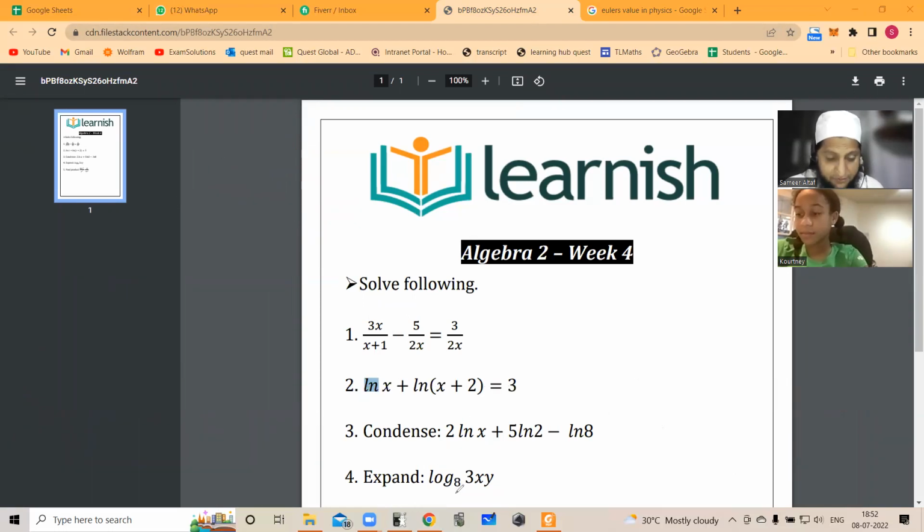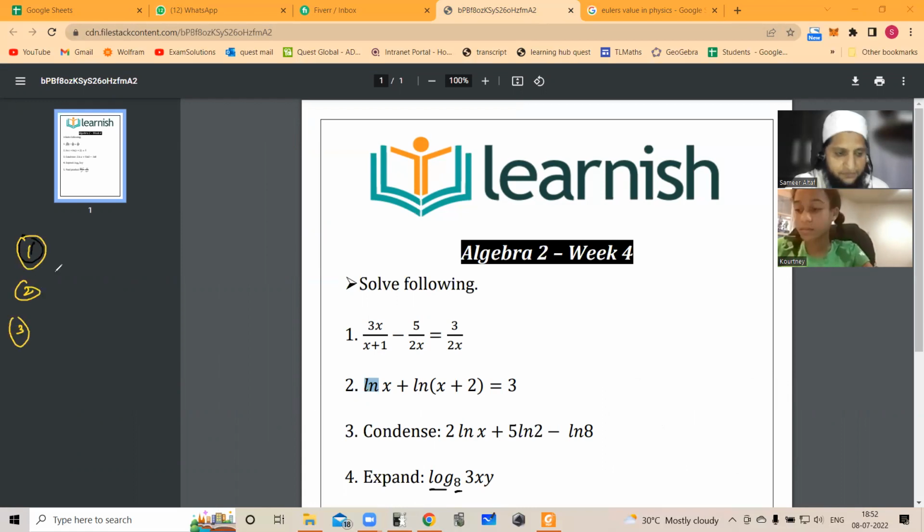And sometimes it's giving you log of 8 to the base 8. That means the base is 8. As simple as that, right? Okay, before going again to these questions, we'll be doing 3 rules of those logarithms.